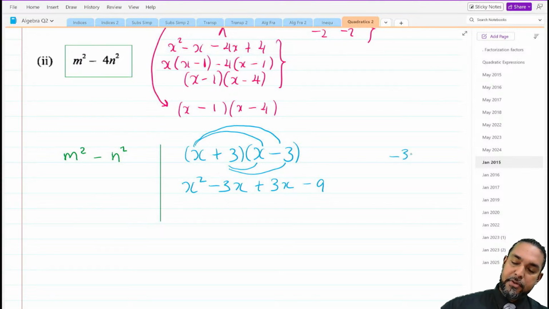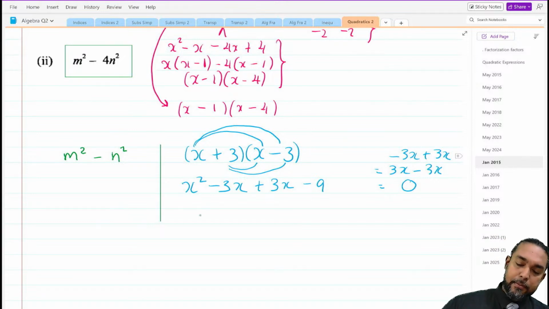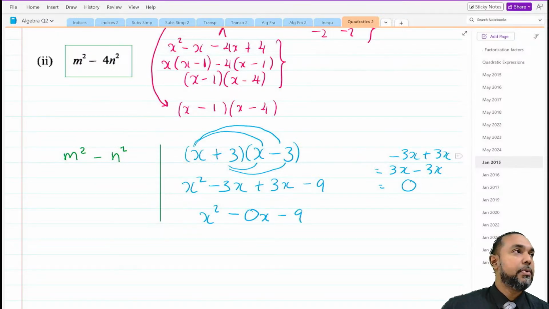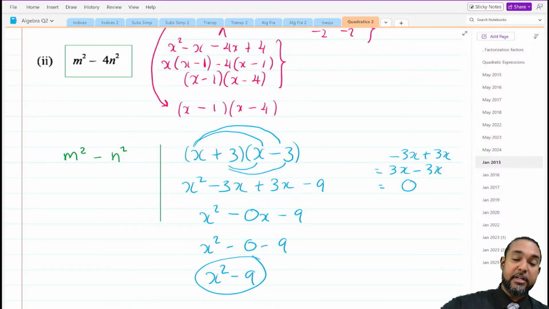You have minus 3x plus 3x, which can be written as 3x minus 3x. What's 3x minus 3x? 0. If you subtract something from itself, you have nothing left. So the middle term is now 0. You have x squared minus 0x minus 9. But 0 by x is 0. So if we were to write x squared minus 0 minus 9, couldn't we just as easily write x squared minus 9? Yes. So this is actually a quadratic expression.